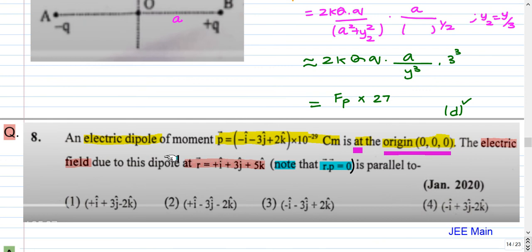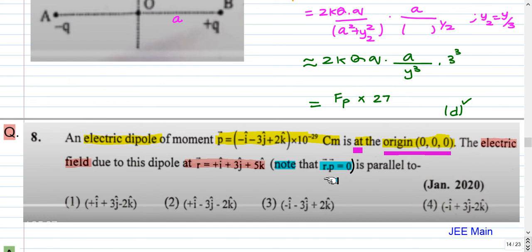This is the next question. This is also from JEE Main 2020. An electric dipole of moment p equal to minus i cap minus 3j cap plus 2k cap, into 10 raised to minus 29 coulomb meter, is at the origin (0, 0, 0). The electric field due to this dipole at the location r equal to i cap plus 3j cap plus 5k cap is parallel to what? Note that r dot p is 0. They have given this hint.